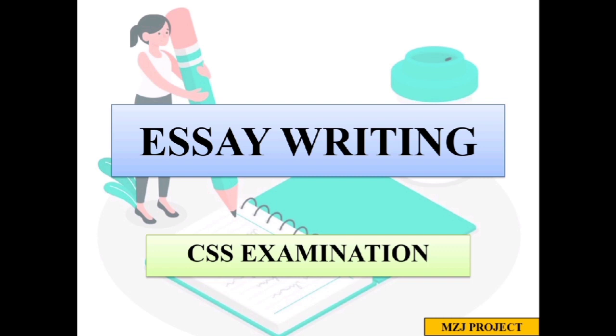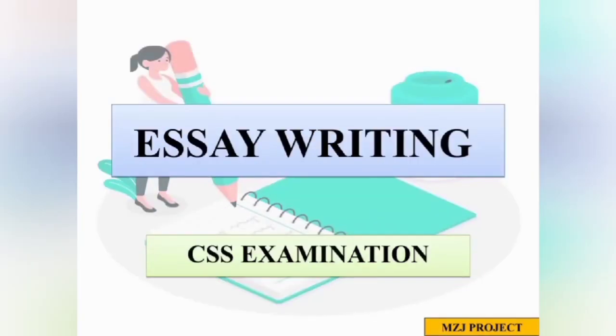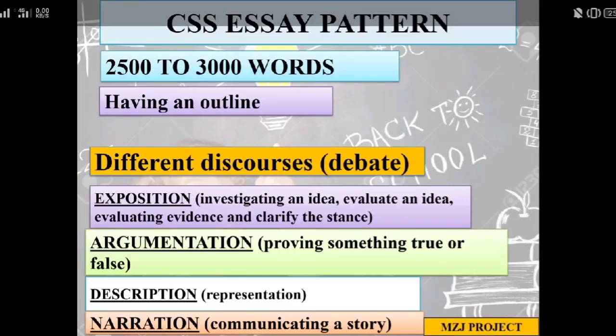In this lecture, I will just go through those rules which are mentioned by the Federal Public Service Commission on the essay question paper. Let's begin. CSS essay pattern. On the top of the question paper, you can see they have clearly written that a student can use 2500 to 3000 words in order to prove his stance or his topic.